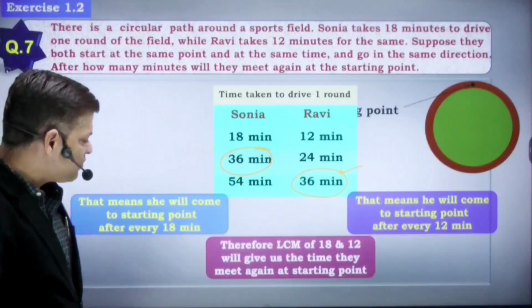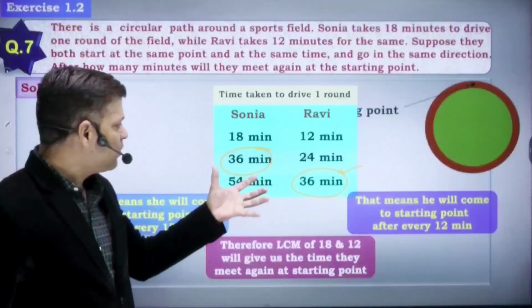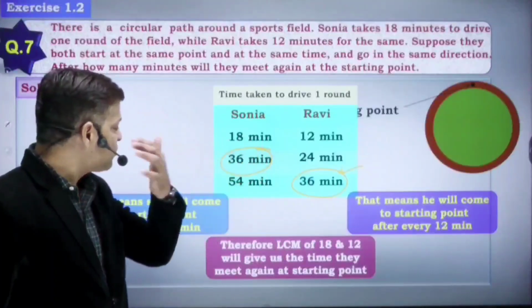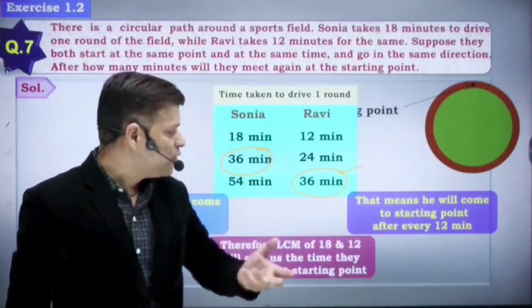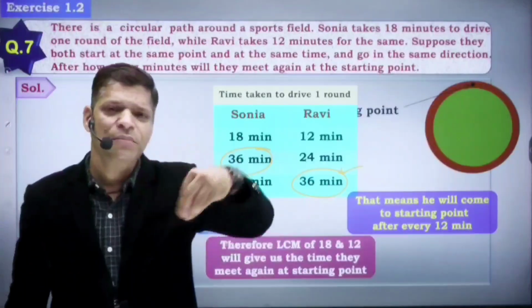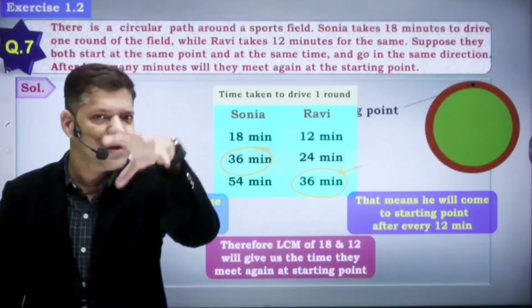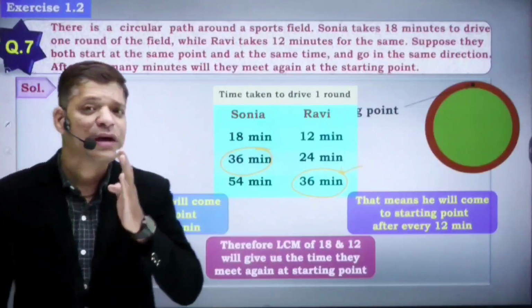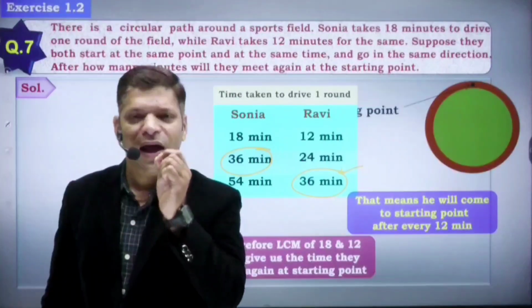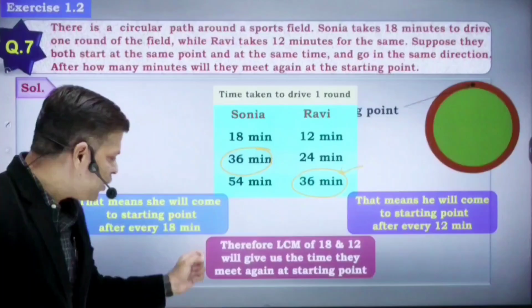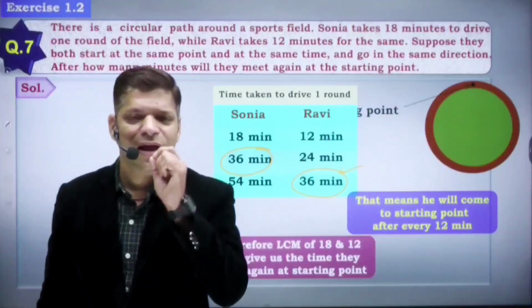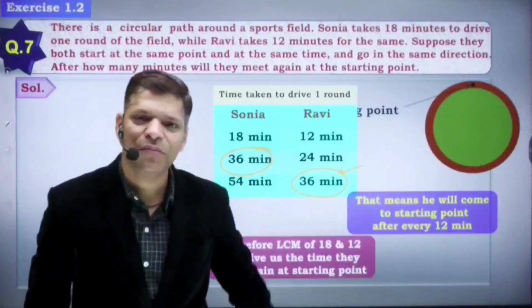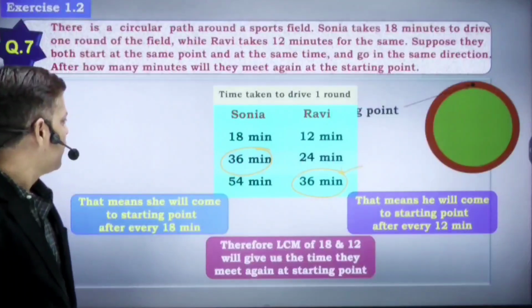But here which concept will we apply? So we found that she takes two rounds and he takes three rounds to meet again at the same point after 36 minutes. So here we are taking the LCM. The concept we are going to use is the LCM of 18 and 12. If we find the LCM of 18 and 12, then we will find when they will meet again at the same starting point.